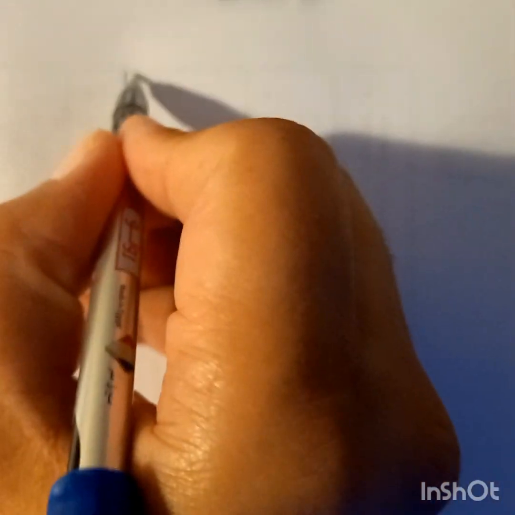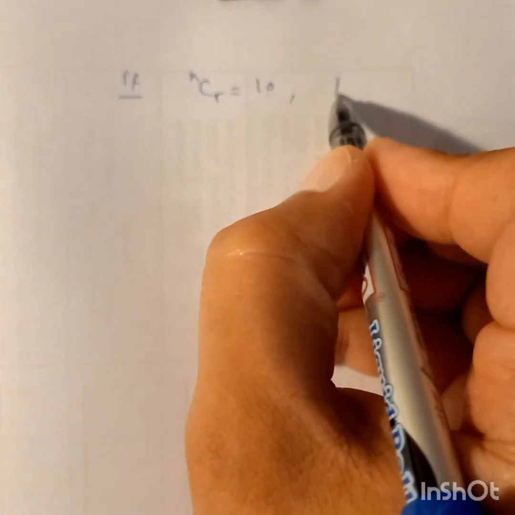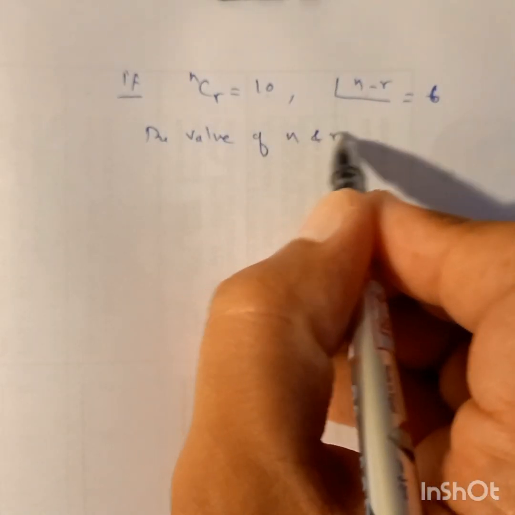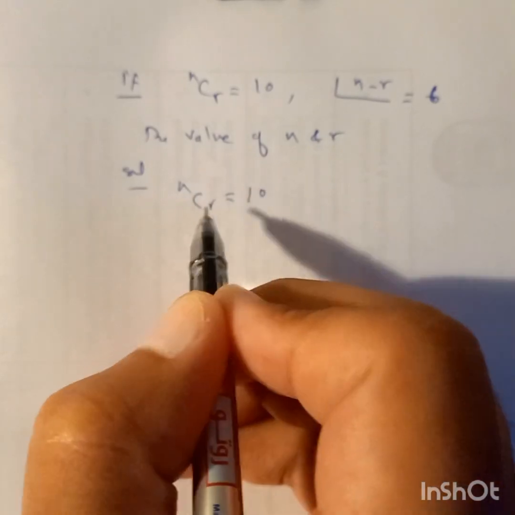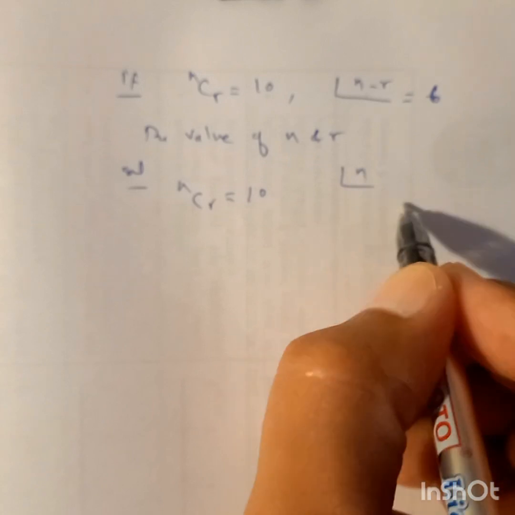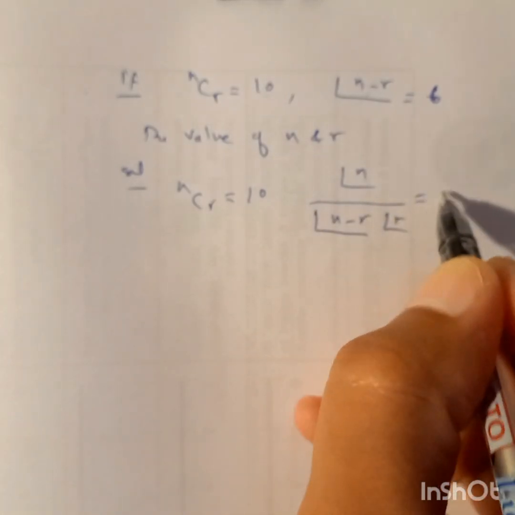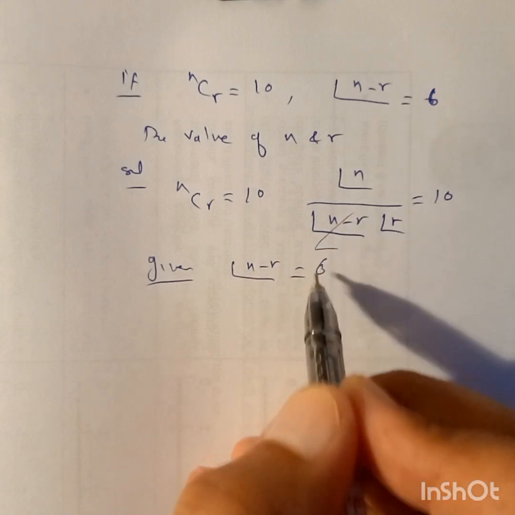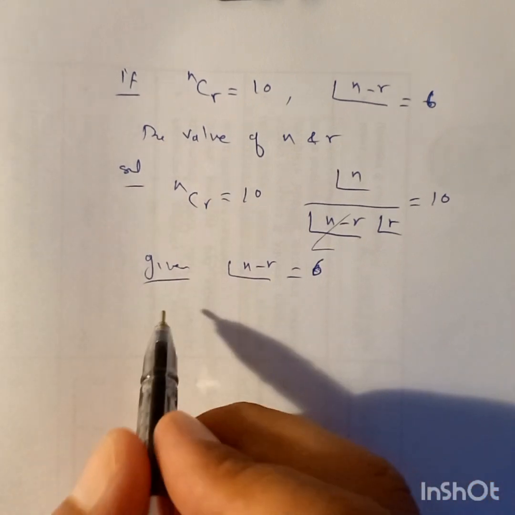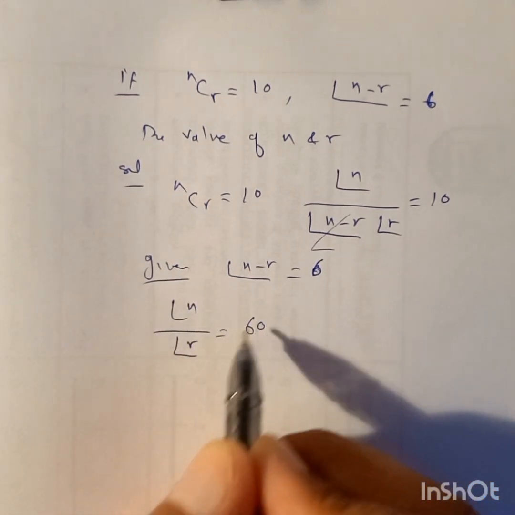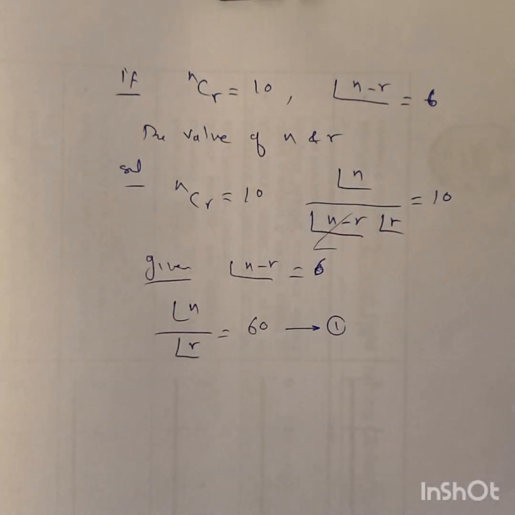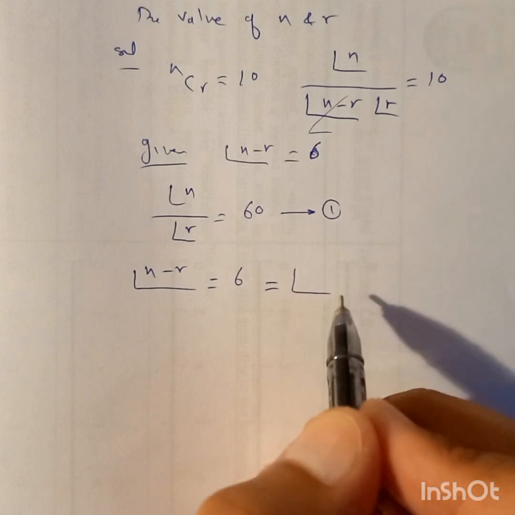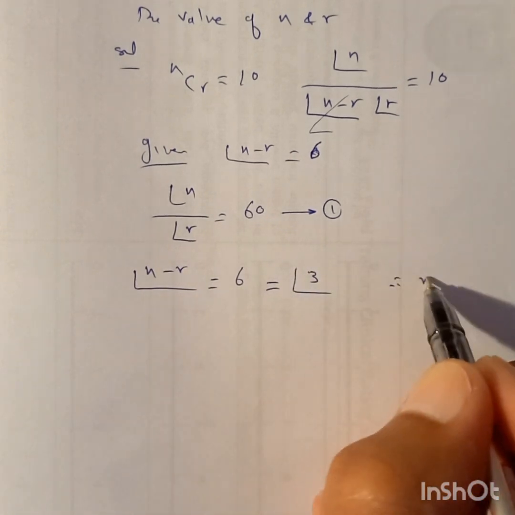We have another example. If nCr equals 10 and factorial of n minus r equals 6, it's required to find the value of each of n and r. Here we have nCr equals 10. By applying the rule, we have factorial of n divided by factorial of n minus r times factorial of r equals 10. It's given that factorial of n minus r equals 6, so we replace it by 6. Then we have factorial of n divided by factorial of r equals 60, and this is equation number 1. Also factorial of n minus r equals 6. By using a calculator we can find this is factorial of 3. Then we have n minus r equals 3.